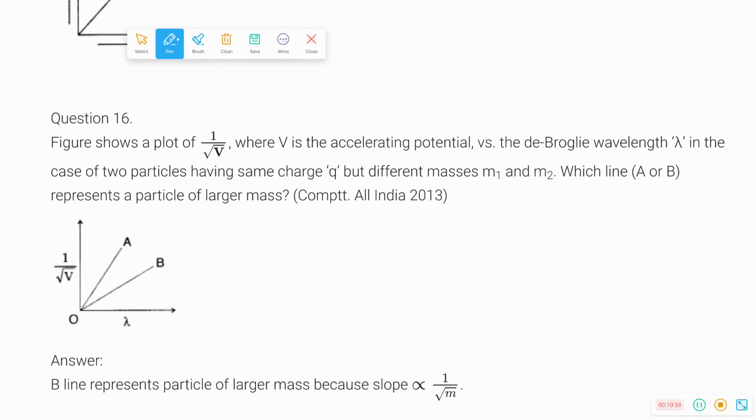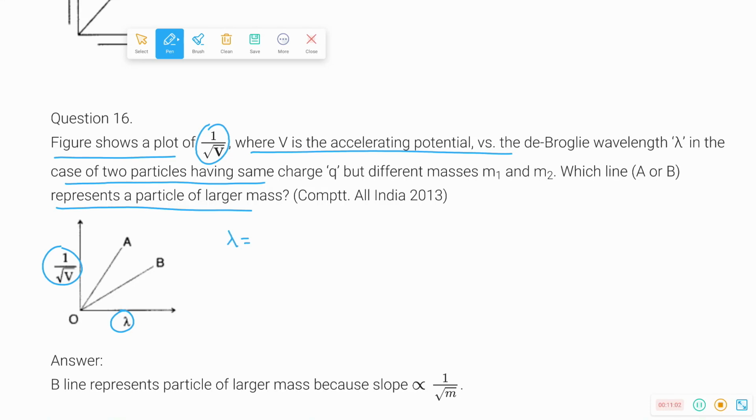Now next. I told you this one, now they changed it, 1 by root V versus lambda. Now see here. The figure shows a plot of 1 by root V, where V is accelerating potential, versus de Broglie wavelength. Same charge but different mass. Which line represents the particle of larger mass? So always remember the formula for lambda. Always go with concept, so no mistake will happen.